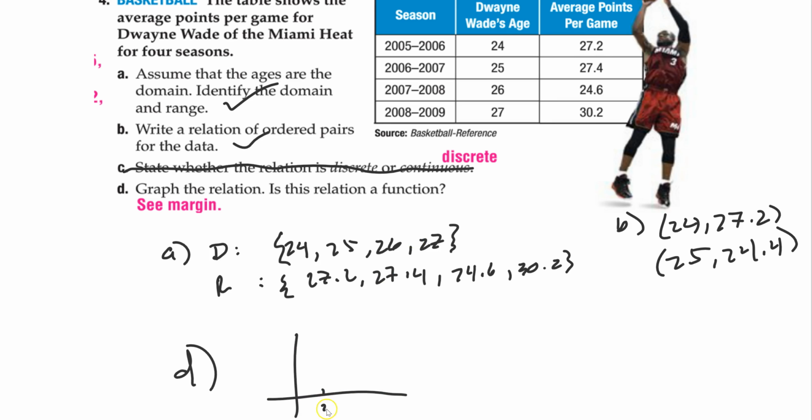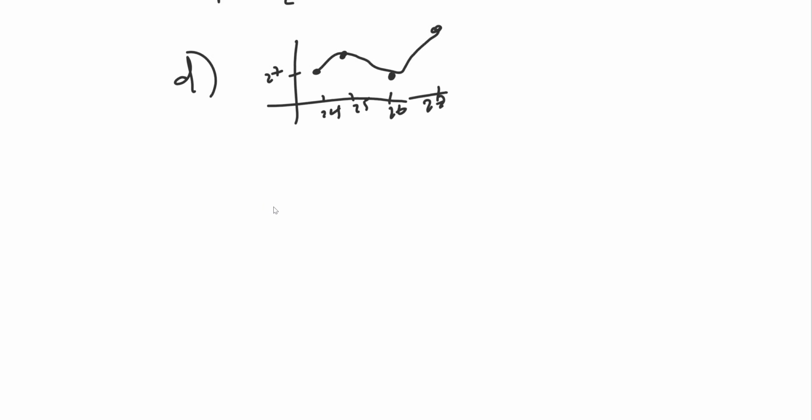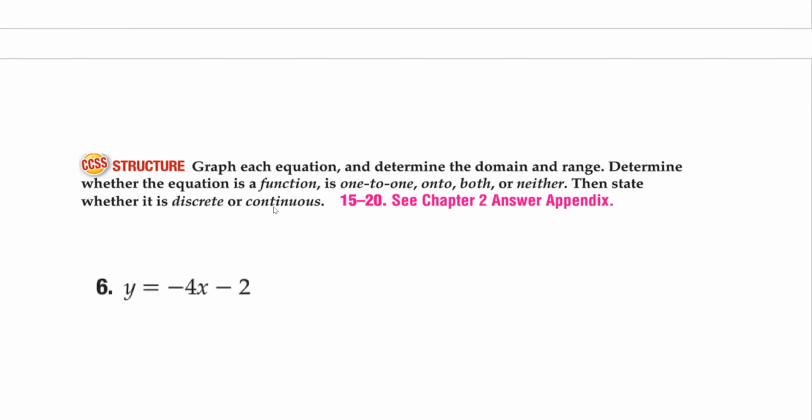I'm going to do a crappy graph, 24 and 27, like that. And then 25 is a little bit higher. Even less than that. I don't know why I did that. 26 had a down year. And then 27, he came back with a vengeance. So let's connect the dots. I get that. So again, yes, it's a function. It passes the vertical line test. So there that goes. Let's move on.